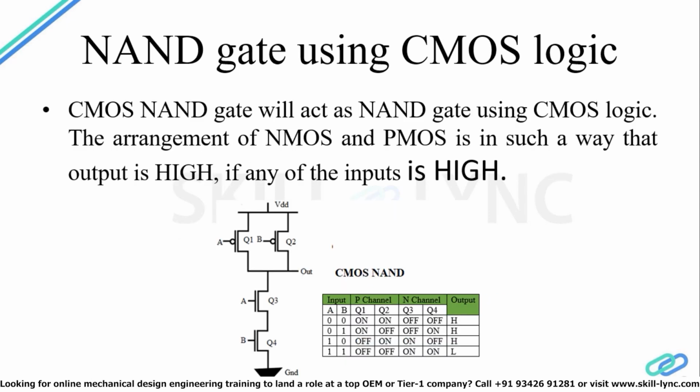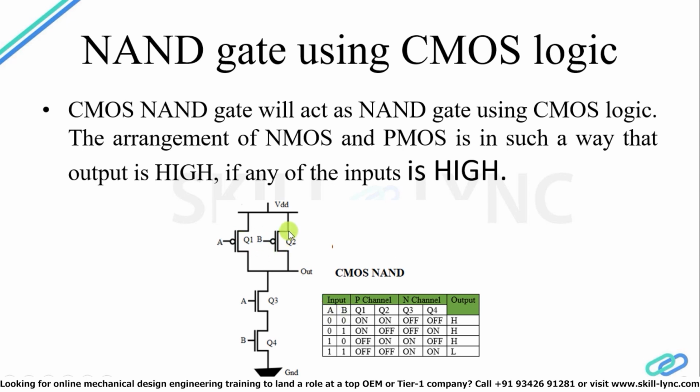Now it is the CMOS NAND gate. You can see that the CMOS NAND gate will act as a NAND gate using CMOS logic. The arrangement is such that two series NMOS transistors are connected with ground, and two parallel PMOS transistors are connected with 5 volt, VDD. When I say VDD, it means 5 volt. When I say ground, it means 0 volt. And as I have told you earlier also, in digital electronics, 5 volt means 1 and 0 volt means 0. Okay.